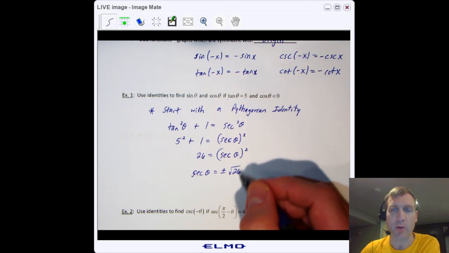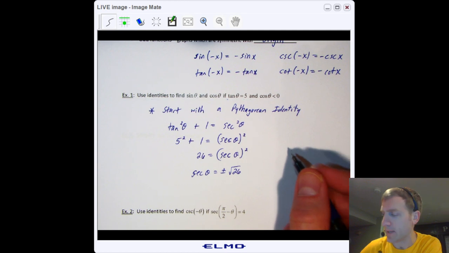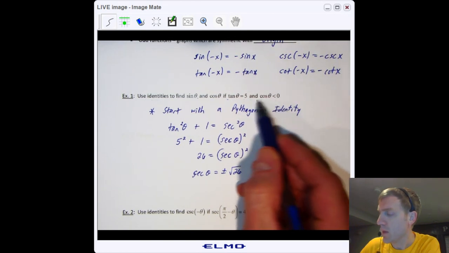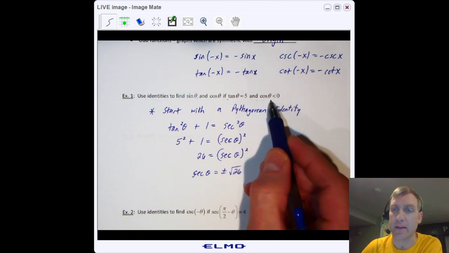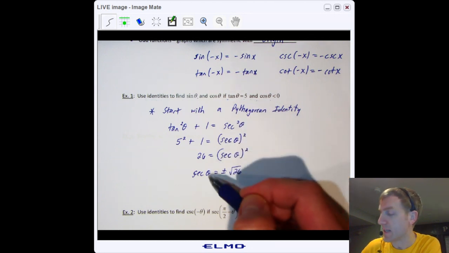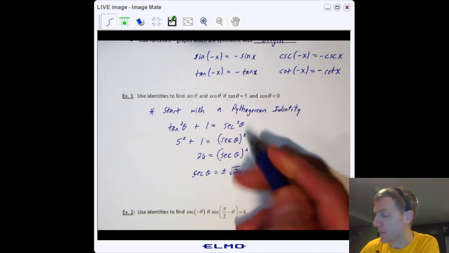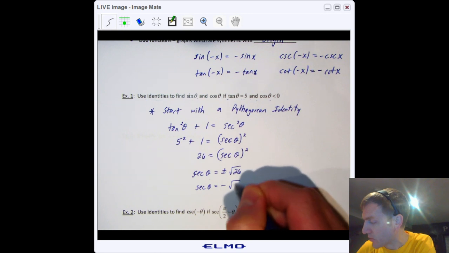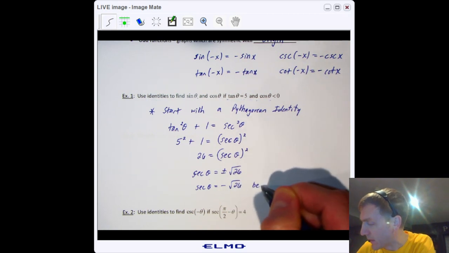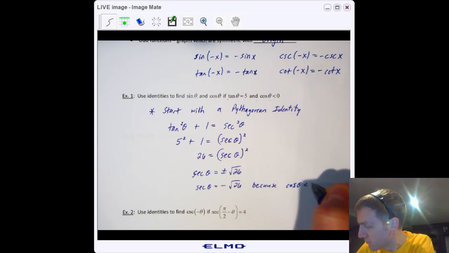So you might be saying, how do I know which one to use? Before, we would look at what quadrant theta is in. Now we don't have to, we can just use this. What do we know? We know cosine is negative. Cosine and secant are reciprocals, right? So if cosine is negative, secant must also be negative. So secant theta is negative radical 26. And I'll even write why: because I know that cosine theta is negative.